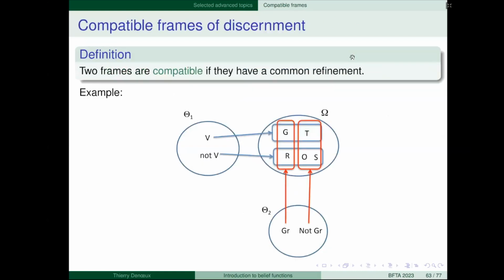Now, this is a new definition. Given two frames, theta 1 and theta 2, we say that they are compatible if they have a common refinement. For example, here we have seen that omega is a refinement of theta 1, containing vegetation or not vegetation. Now, assume that theta 2 is either the ground or not the ground. This is also a coarsening of omega, because the ground means the grass or the road, and not the ground means a tree, obstacle, or sky. So these two frames, theta 1 and theta 2, both have omega as a refinement. We say that they are compatible.